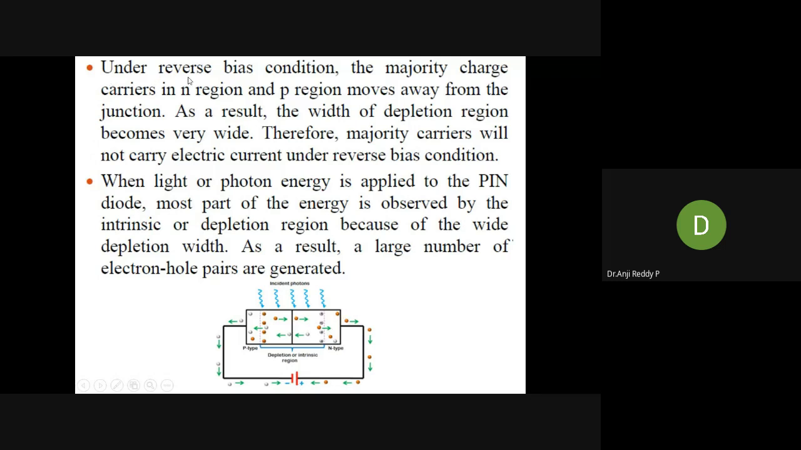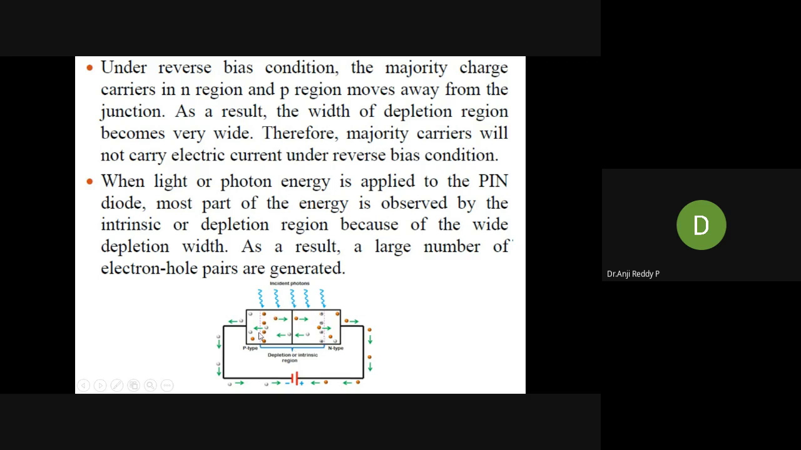Under reverse bias condition, the majority charge carriers in the N region and P region move away from the junction. Due to that, the width of the depletion region increases. The negative terminal attracts more holes, the positive terminal attracts more electrons, so automatically the width of the depletion region increases. As a result, the width of the depletion region becomes very wide.